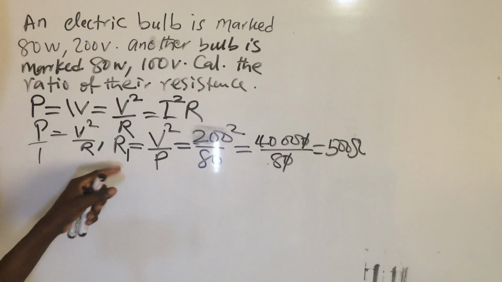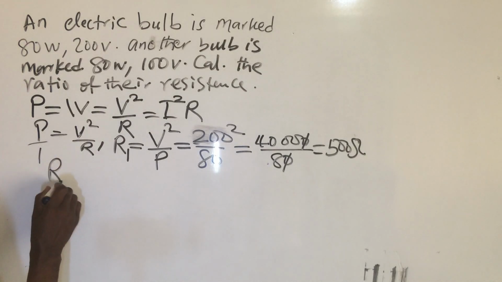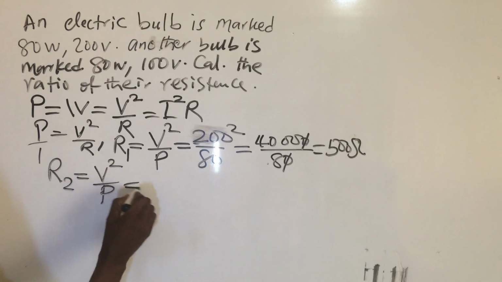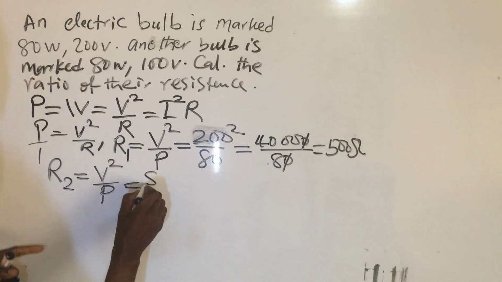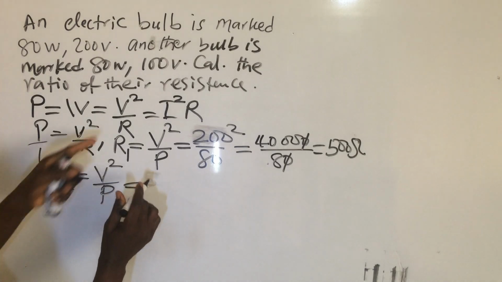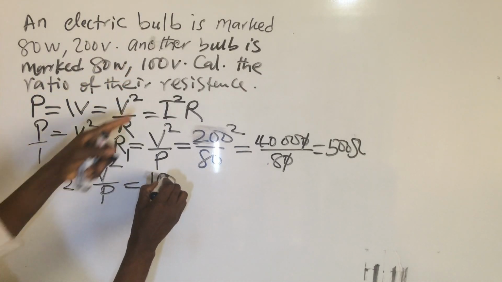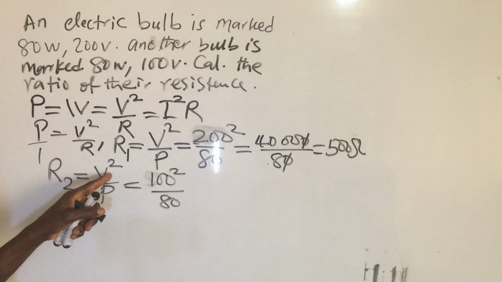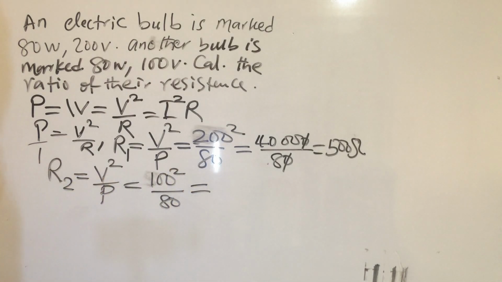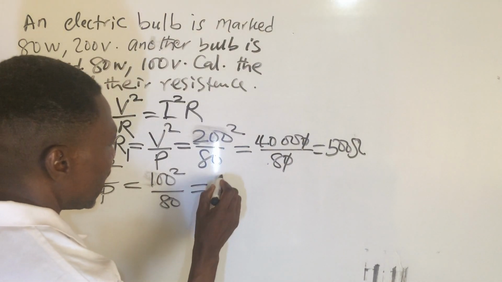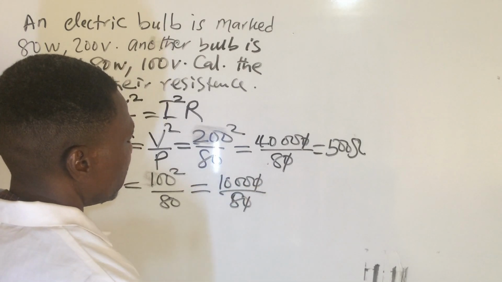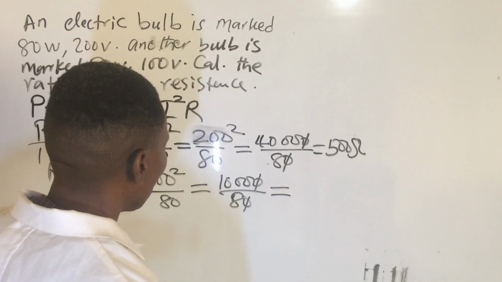Then the resistance of the second bulb, which will be R2, will be the same formula, V squared over P, which the V is 100 in this case, over the same 80. 100 squared, and because V is squared, it means 100 times 100, which will give us 10,000 over 80, zero cancel zero. And the final answer becomes 125 ohms.